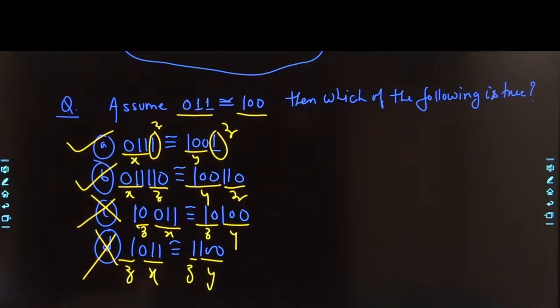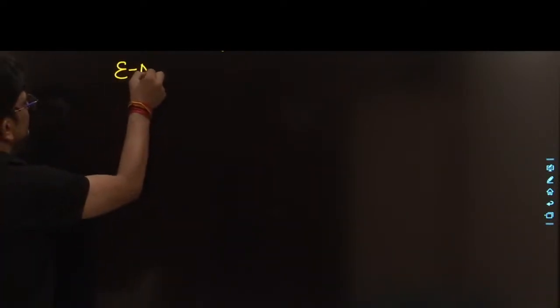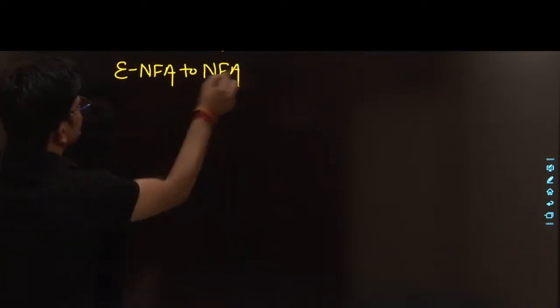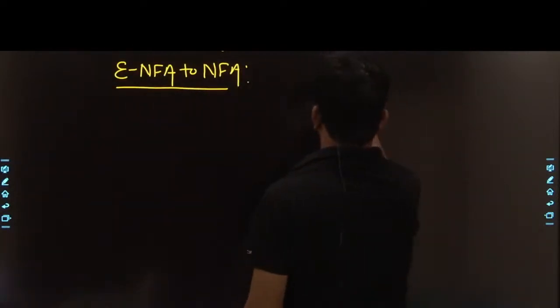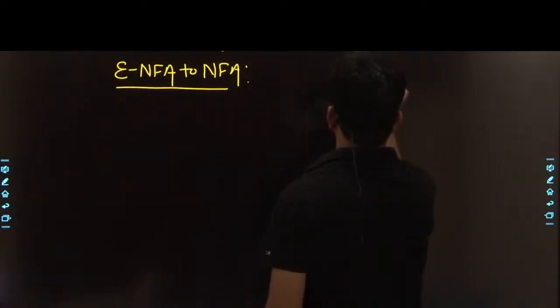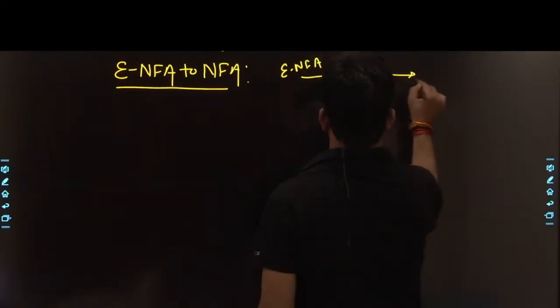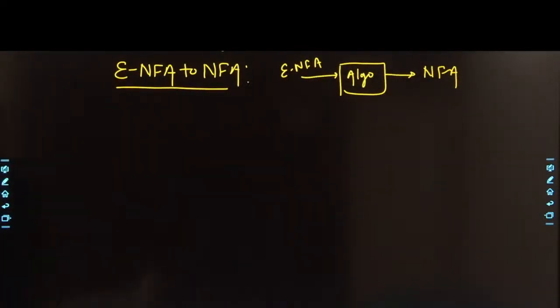Now, come to the epsilon NFA to NFA conversion. We can say NFA with epsilon moves. Suppose we have an algorithm that takes as input an NFA with epsilon moves and gives as output an NFA without epsilon moves.